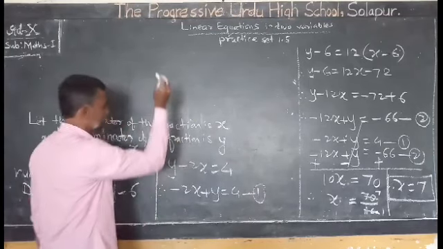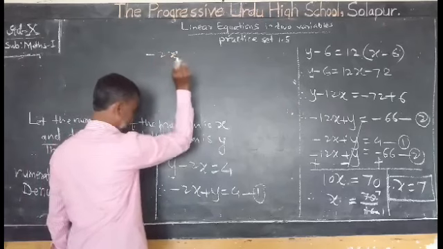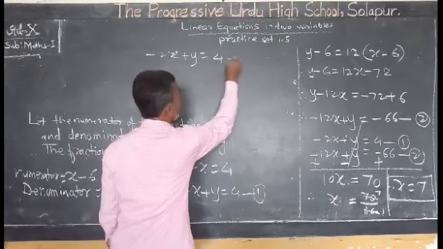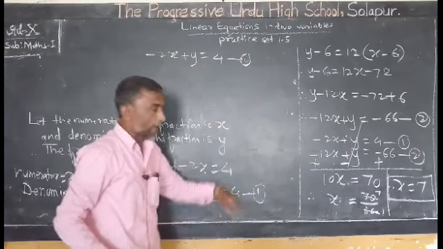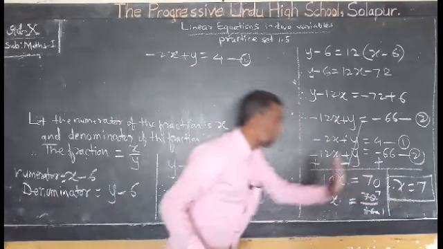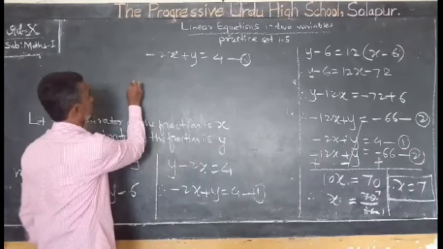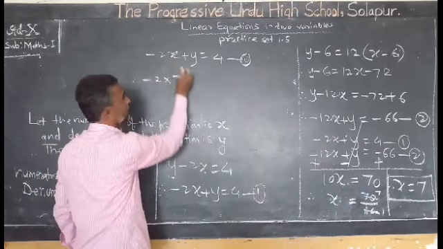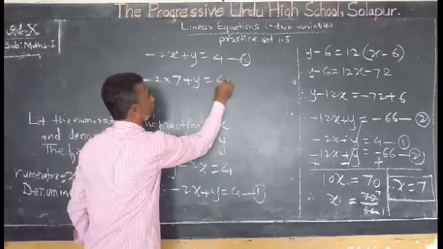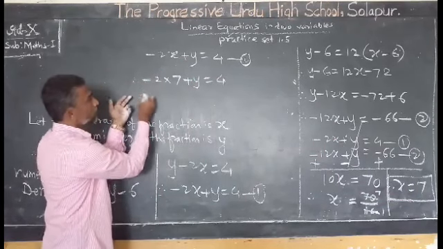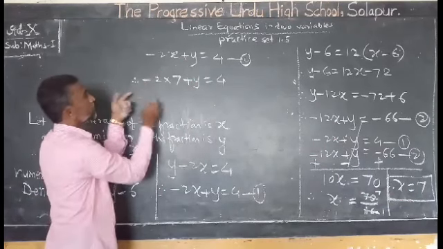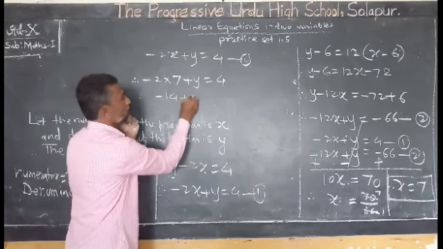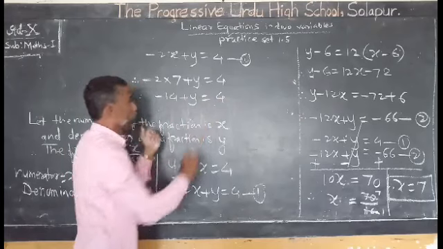Now I am going to write equation number 1. Minus 2x plus y is equal to 4. This is equation number 1. I am substituting x equal to 7 in equation number 1. Therefore, minus 2 into value of x is 7, write 7, plus y is equal to 4. Therefore, minus 2 into plus 7, minus 14 plus y is equal to 4.